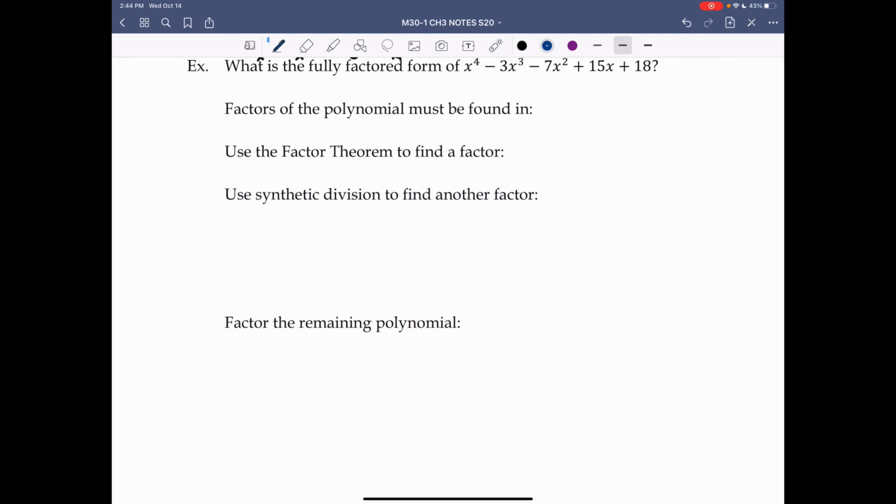What is the fully factored form of x to the 4 minus 3x to the 3 minus 7x squared plus 15x plus 18? Factors of the polynomial must be found. This has a leading coefficient of 1x to the 4. So using the integral zero theorem, we look at the constant term of the polynomial, which is 18, and we find factors of 18.